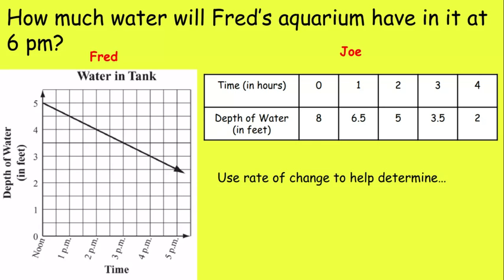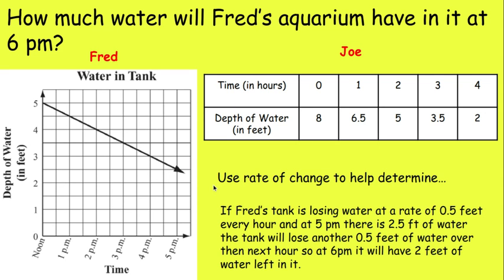So you have to use your rate of change to help determine. If Fred's tank is losing water at a rate of 0.5 foot every hour, and at 5 p.m. there's 2.5 feet of water, the tank will lose another 0.5 foot of water over the next hour. So at 6 p.m., it will have 2 feet of water left in it.